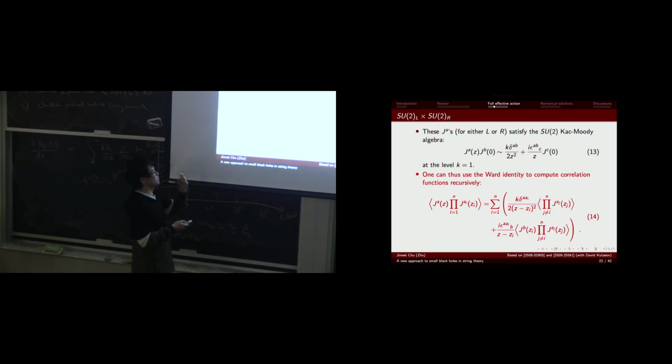This symmetry allows us to use the Ward identity to calculate any correlation functions involving these vertex operators J^a. Specifically, we have this Ward identity, which is basically a recursion relation. On the left-hand side is an n plus 1 point function, and on the right-hand side, the first term is an n minus 1 point function and the second term is an n point function. So this is a recurrence relation reducing high point functions to low point functions, and allows us to calculate any n-point function.